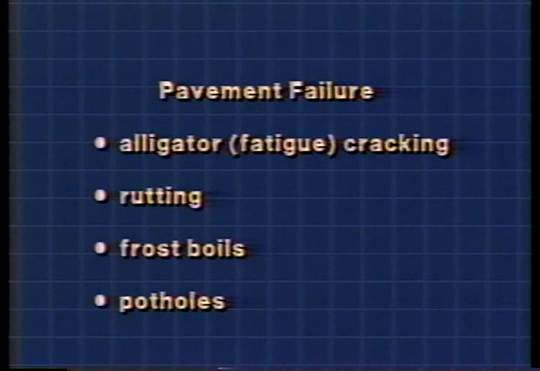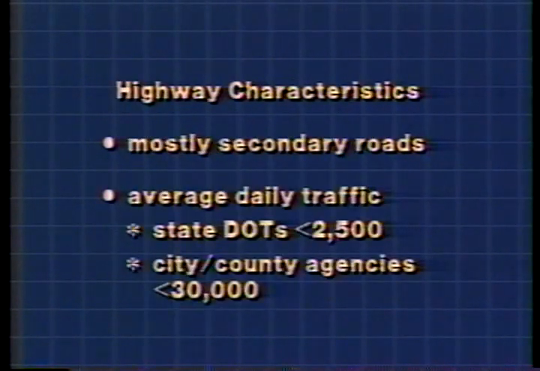The principal kinds of pavement failures reported by the agencies included alligator cracking, rutting, frost boils, and potholes. The states were asked what types of roads they used load restrictions on. The study found that load restrictions are applied to both primary and secondary roads, but mostly secondary.